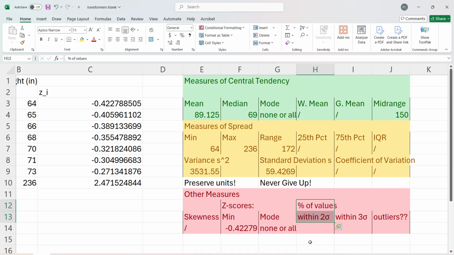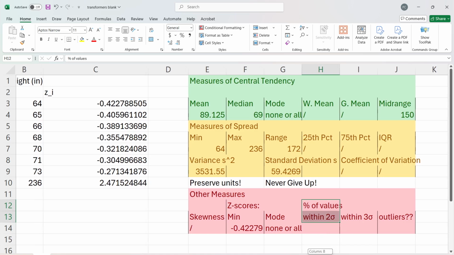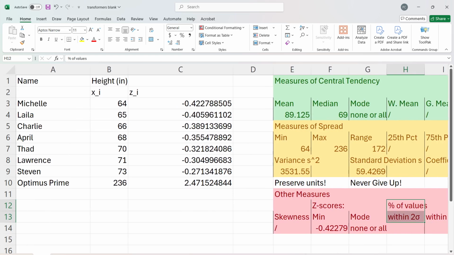So being within 2 standard deviations, I seem to recall Chebyshev's theorem said that no more than 1 over k squared of the data could be k standard deviations out. So 2 standard deviations out, you couldn't have more than 1/4 of the data out there. Well, let's count and see how many observations are actually beyond 2 standard deviations. This is half a standard deviation below average, less than half, less than half. Nobody is except Optimus Prime, 1 out of 8. So 87.5%.